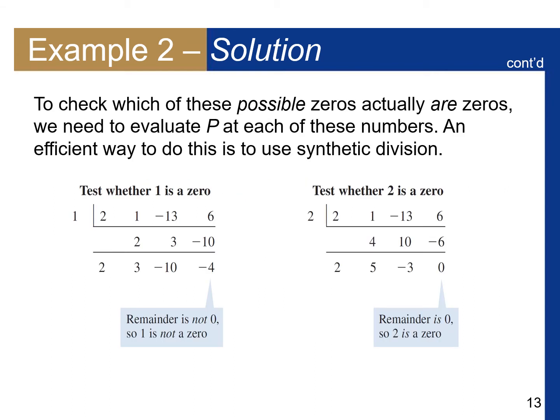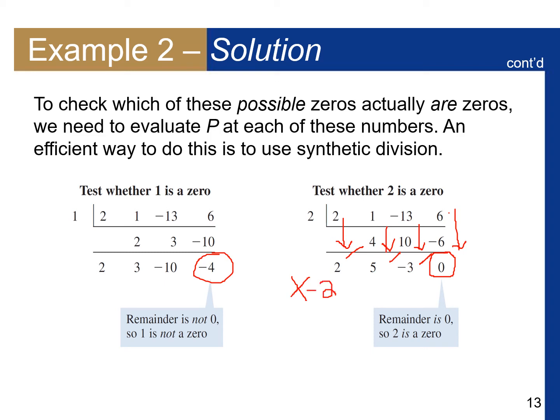Now I want to test each one of these to see if there is 0. So let's test 1. It's not a 0 because I get -4 as a remainder. But when I test 2, again, bring down the first term, multiply, add straight down, multiply again, add straight down, multiply again, add straight down. I get a 0. So what does that tell me? That tells me that x minus 2 is a factor.